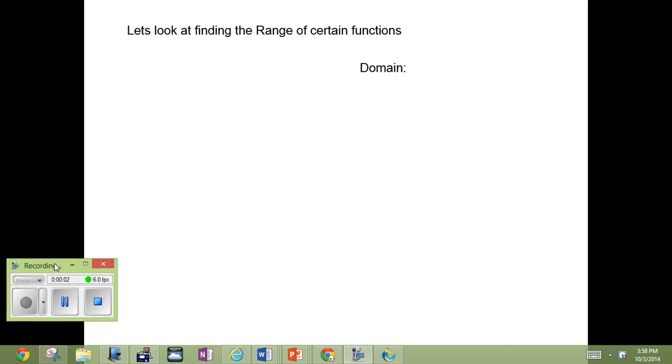Now we're going to look at how we determine the range of a function. Not every function, but some certain functions that we can show you how to determine the range of. So let's take a look at a couple.